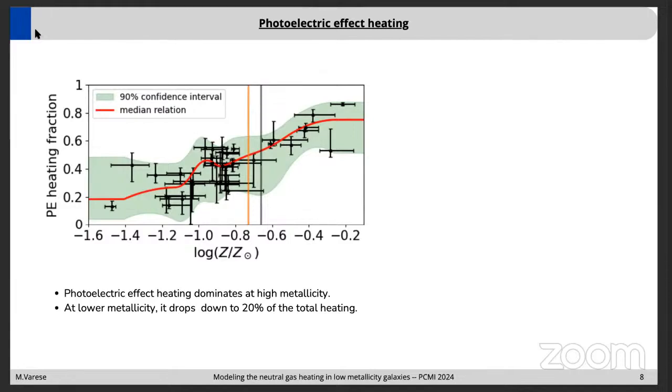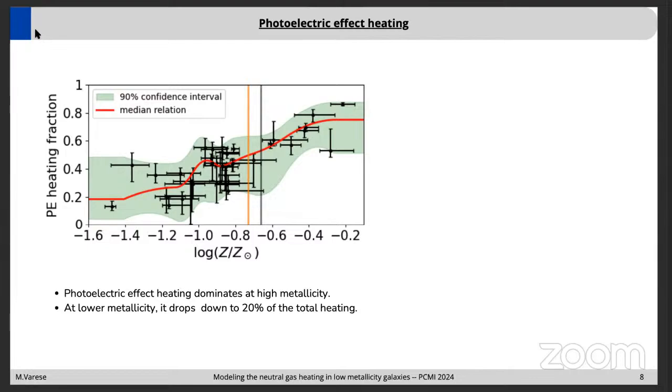sorry, I will go through all three different mechanisms of heating, first the photoelectric effect. So you have metallicity here and the contribution of the photoelectric effect to the atomic gas heating. You can see that at high metallicity, the photoelectric effect actually dominates the heating, which was expected, but it's a nice way to validate the model. And when you decrease the metallicity, the photoelectric effect decreases as well, down to around 20% for the lowest metallicity galaxies.